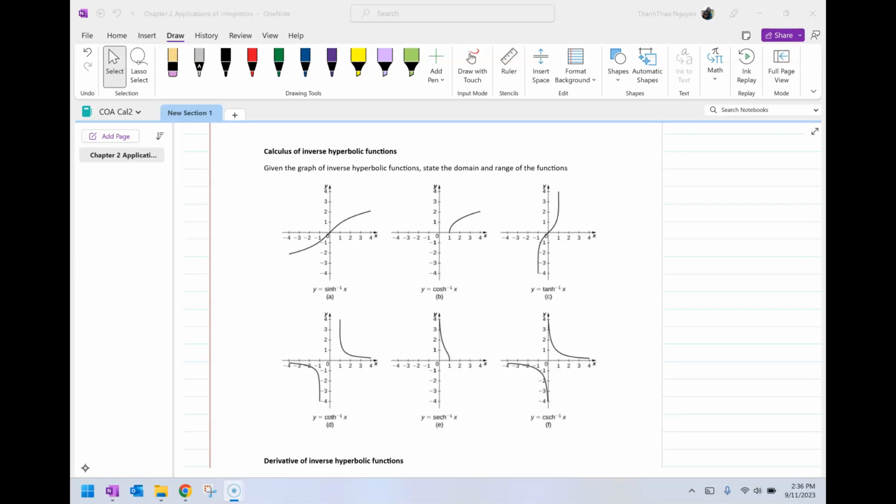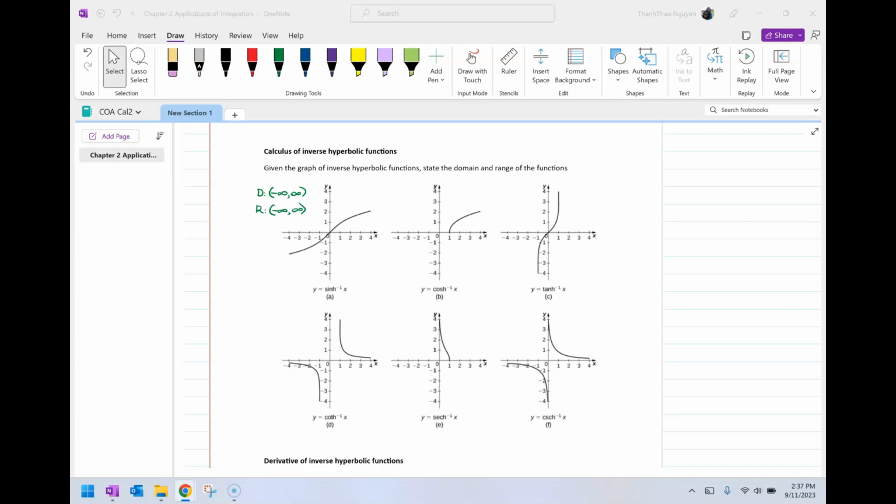Next, let's talk about the calculus of the inverse hyperbolic functions. So here we have the graph of the inverse functions, and let's see what are their domain and range. The domain of the inverse hyperbolic sine is from negative infinity to positive infinity. The range is from negative infinity to positive infinity.